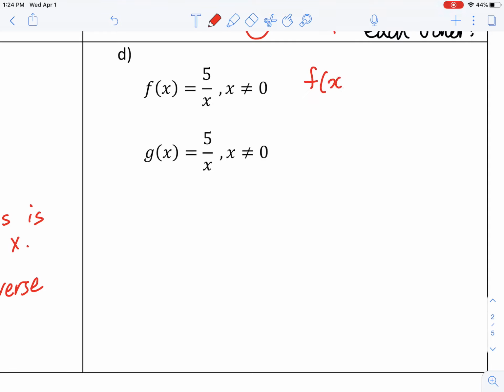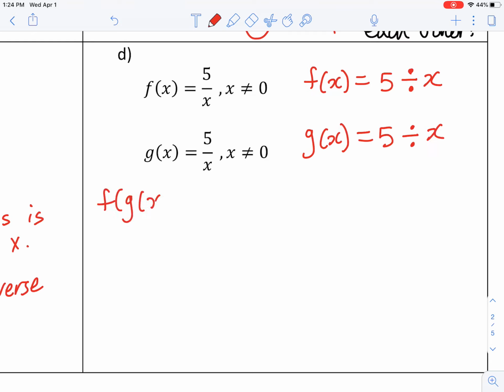Guys, they're exactly the same function. So can they be inverse of each other? We'll see. Now, I think it's going to make it a little bit easier if I rewrite this for you, okay? It's really 5 divided by x, right? I'll do it this way. And then g of x is also saying what? 5 divided by x, right? I'll write it this way, okay?